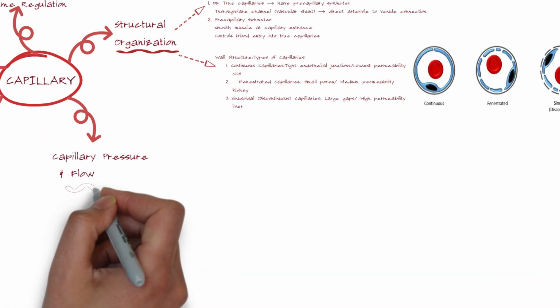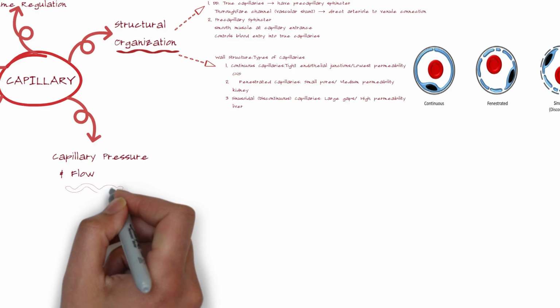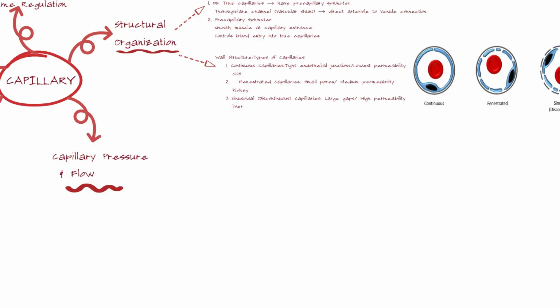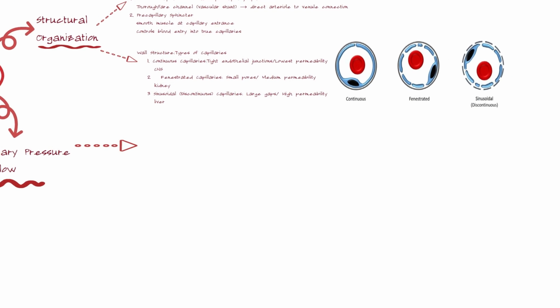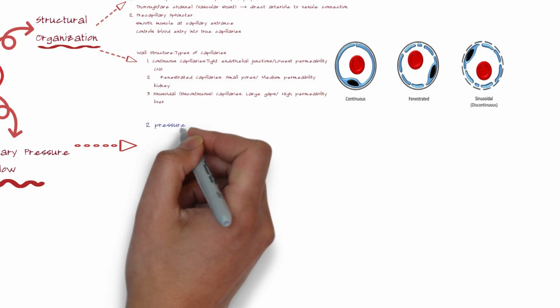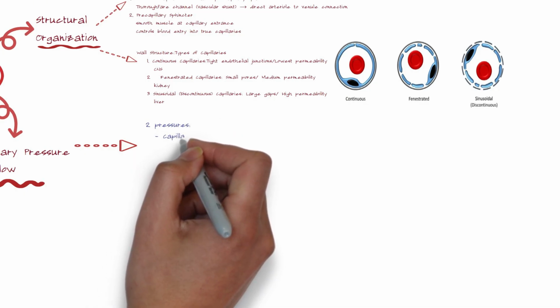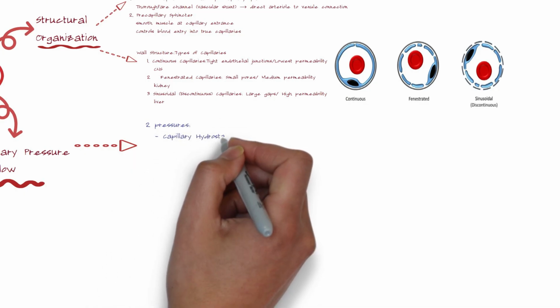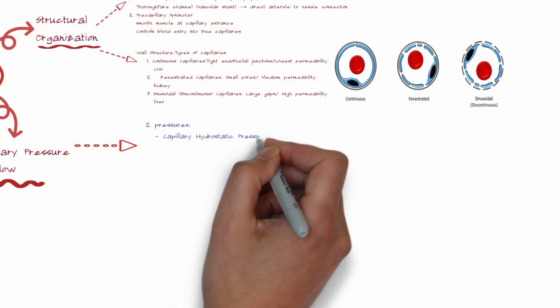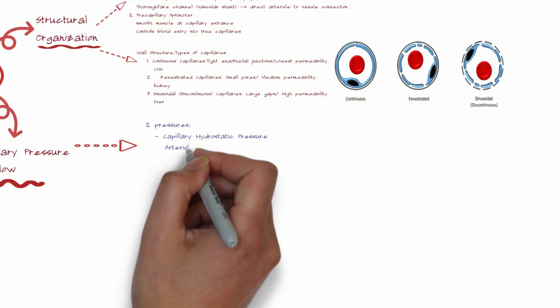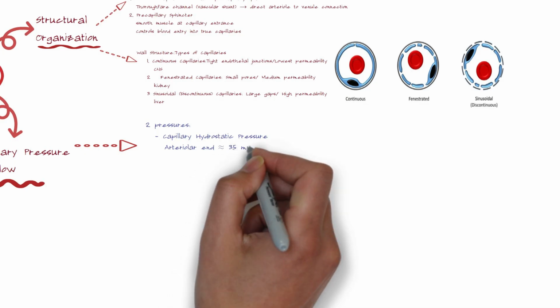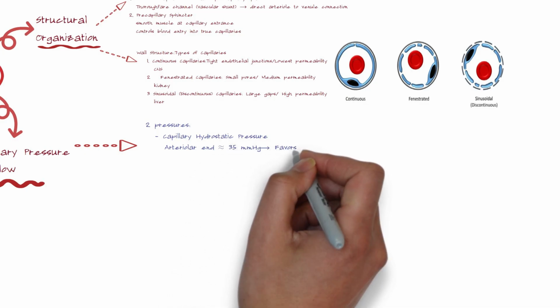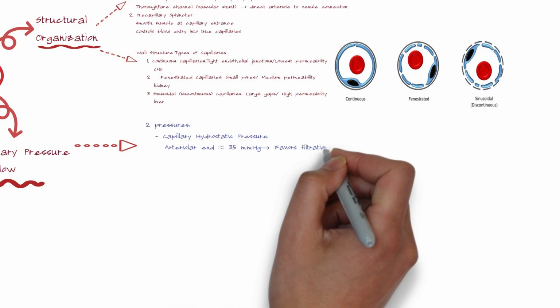Now, let's understand how the blood moves through the capillary. We are going to discuss the capillary pressure and the capillary flow. The capillary hydrostatic pressure is the pressure that pushes the fluid out of the capillary into the interstitium. At the arteriole end, the hydrostatic pressure is around 35 millimeters of mercury.